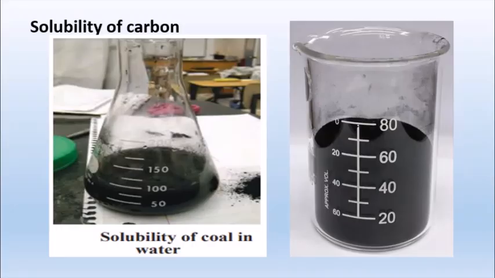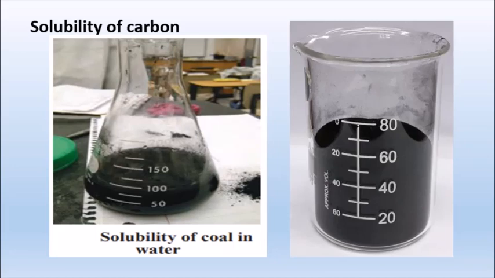Next is the solubility of carbon. We have to check whether carbon is soluble or not. So we are taking here three substances: water, kerosene, and cooking oil. All these three liquids are there, and we will dissolve carbon in them, and we will see whether it is soluble or it is insoluble.